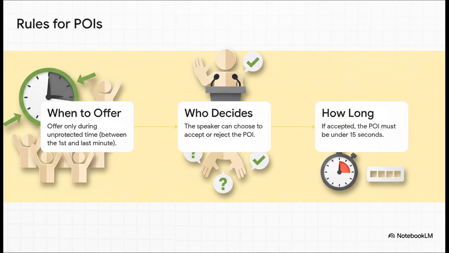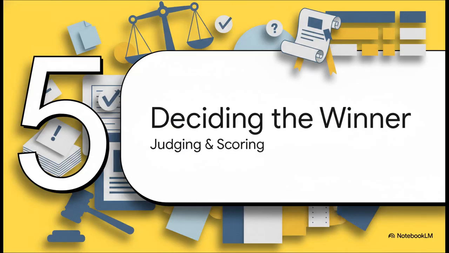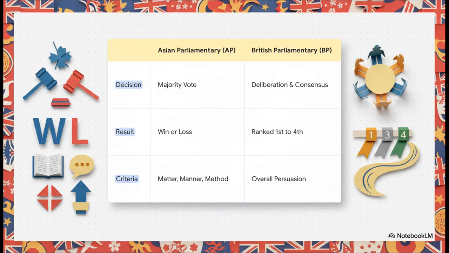Make it count. So all the arguments have been made, all the speeches are done. How in the world does a judge pick a winner? That brings us to our last section, where we'll see that the two formats have very different ways of being judged. This really shows the different philosophies, doesn't it? In AP, it's a clear win or loss decided by a simple majority vote from the judges. And they're often looking at 3 things: matter, which is your content, manner, your delivery style, and method, your overall structure.